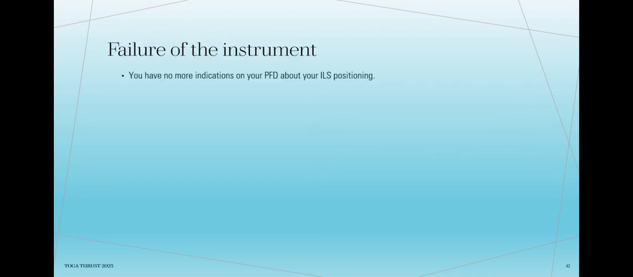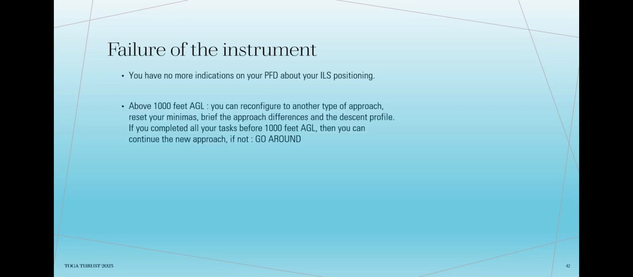Failure of the instrument. You have no more indications on your PFD about your ILS positioning. Above 1000 feet AGL, you can reconfigure to another type of approach, reset your minimas, brief the approach differences and the descent profile. If you completed all your tasks before 1000 feet AGL, then you can continue the new approach. If not, go around.